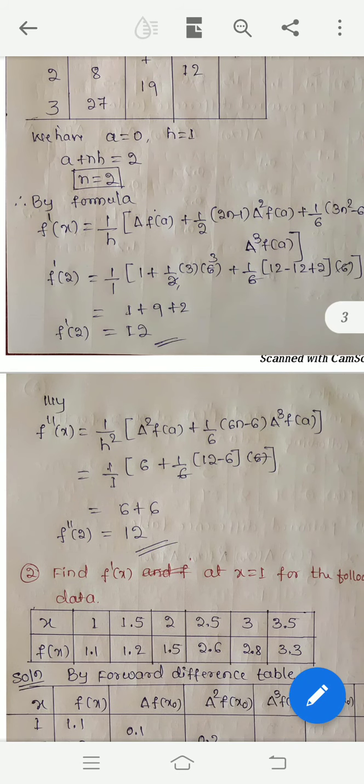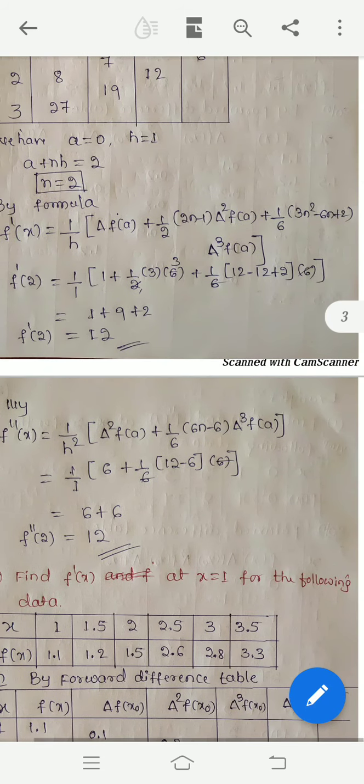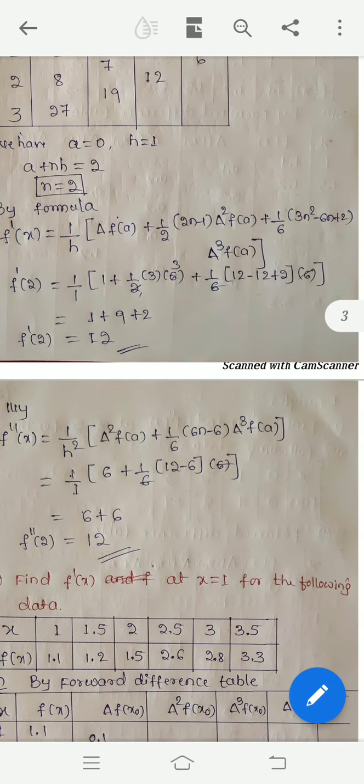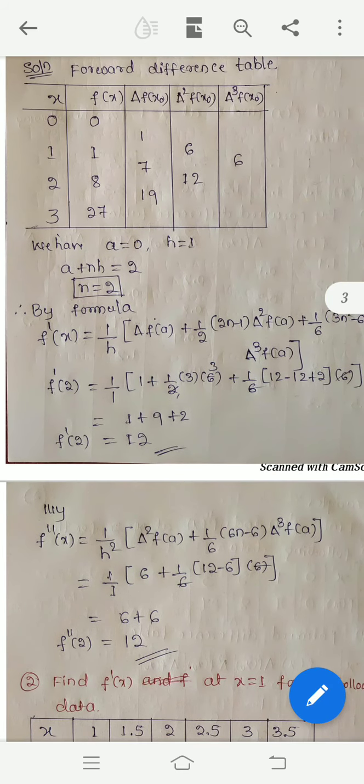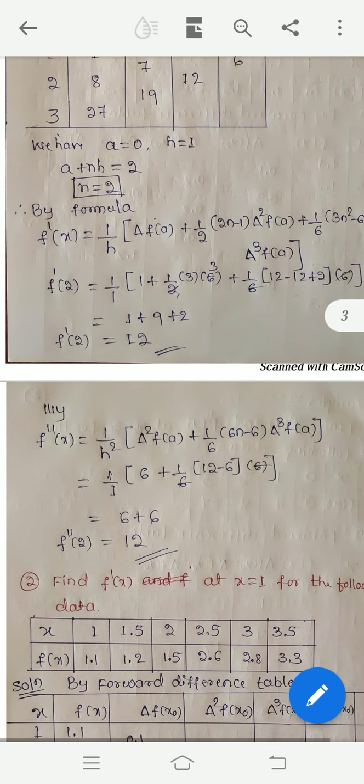Then by using the first order derivative formula of numerical differentiation, f dash of x is equal to 1 divided by h into delta f of a, plus 1 by 2 into (2n minus 1) into delta square f of a, plus 1 by 6 into (3n square minus 6n plus 2) into delta cube f of a. We write the formula up to delta cube f of x naught. Then we substitute the x value equal to 2 here.